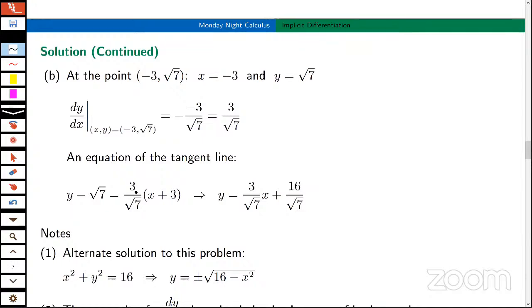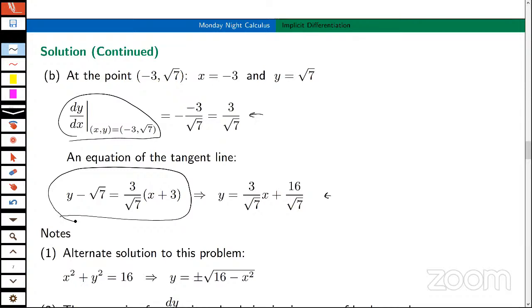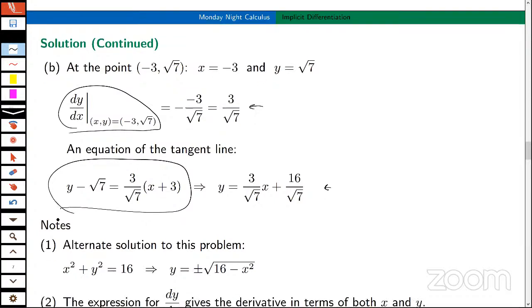This is kind of a long notation here, but I want to take that derivative dy dx and plug in x equal to -3, y equal to square root of 7. And I think I get this expression symbolically. And here's an equation of that tangent line. Remember, on the AP exam, unless it says otherwise, you can certainly leave the equation of the tangent line like that.